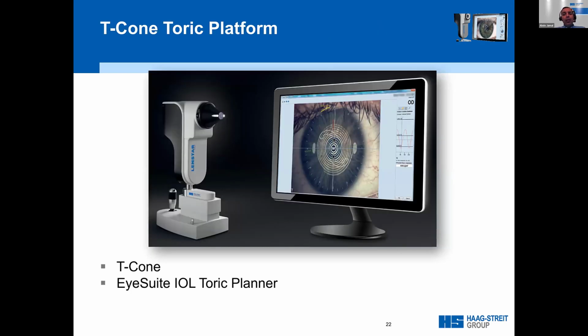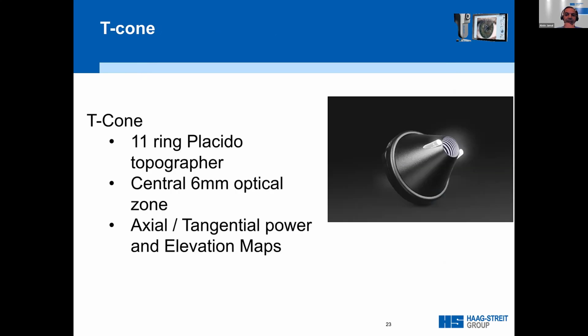Now, to properly plan a toric IOL, you need a topographer, surgically induced astigmatism value, incision location, and incision size. Lenstar provides a T-cone or topography cone, which is a cost-effective add-on option for users who don't have a topographer.